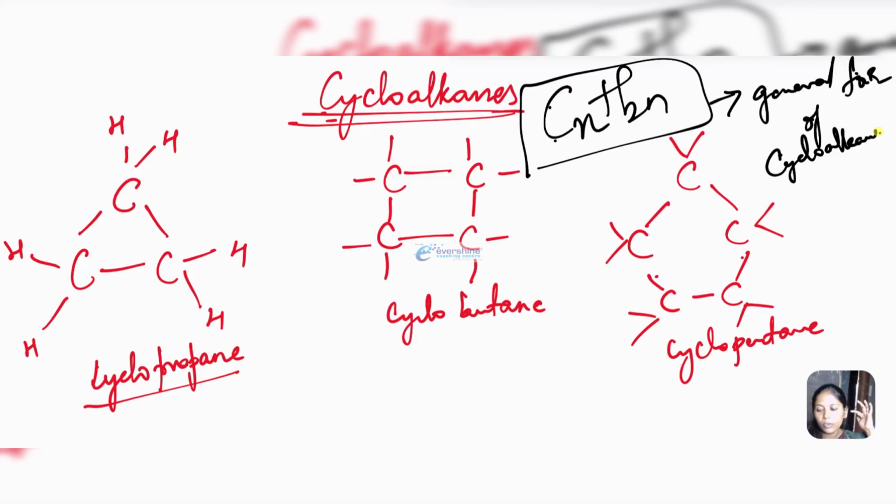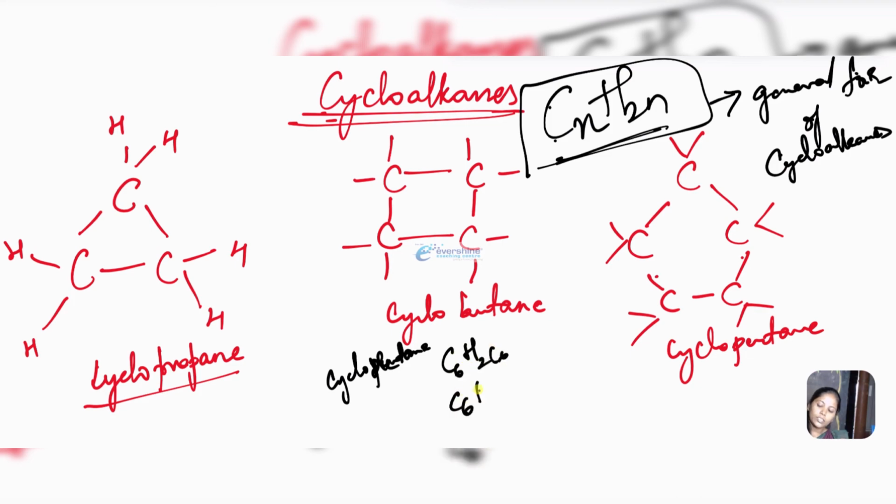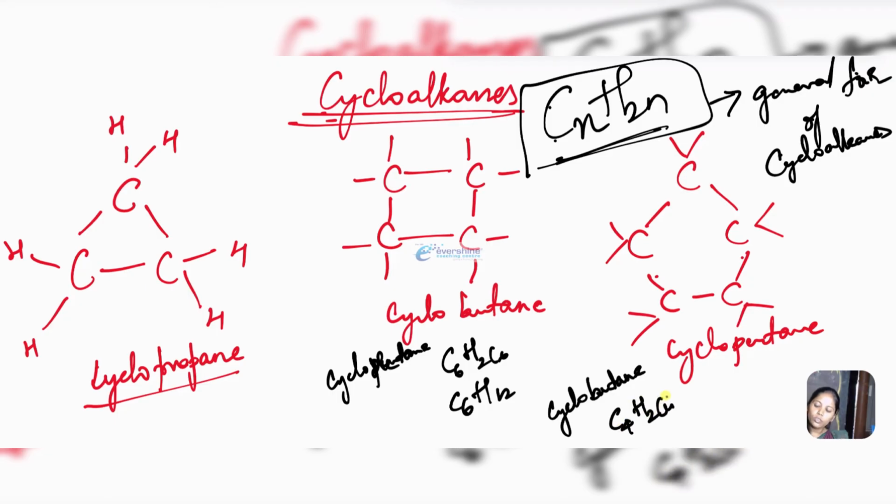If they ask you to write cyclohexane, n means how much? 6. C6H2 into 6, what you'll get? C6H12. If they ask you to write cyclobutane, n means how many? 4. C4H2 into 4, what you'll get? C4H8. So using the formula, you deduce the formula and then write the structure. So this is cyclopropane, cyclobutane, cyclopentane.